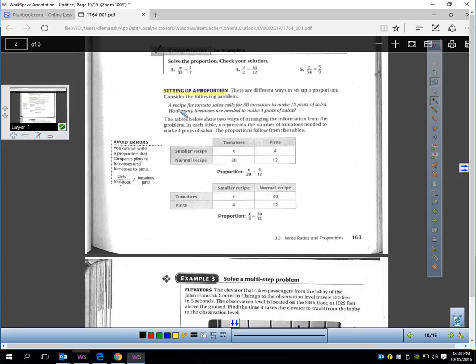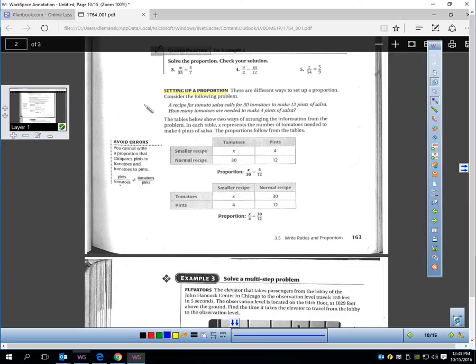Consider the following problem. A recipe for tomato salsa calls for 30 tomatoes to make 12 pints of salsa. How many tomatoes are needed to make 4 pints? Now, the way I always teach this is, you guys are great at music, you like music, you listen to music. When you set up a proportion, there has to be a rhythm to it. So here's what I mean by rhythm. I'm going to write out how I would solve this.